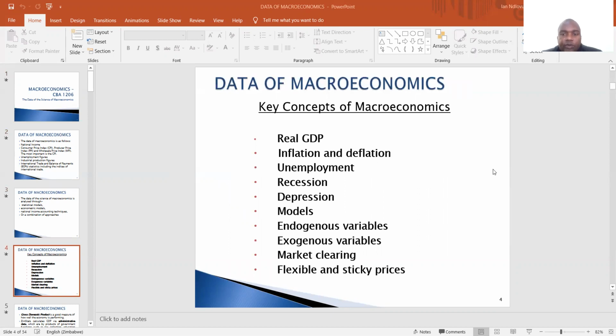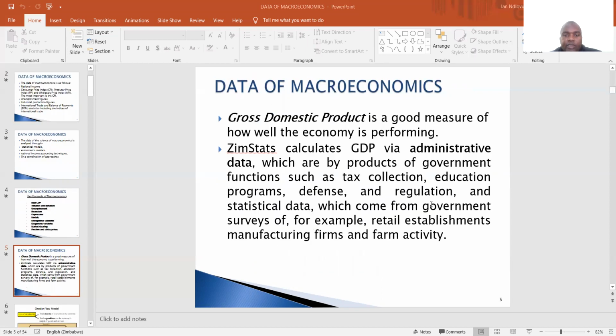And then the key concepts of macroeconomics, we've got real GDP, for instance, inflation and deflation, unemployment, recession, depression, models, endogenous variables, exogenous variables, market clearing, flexible and sticky prices. These are some macroeconomic concepts, but the list is by no means exhaustive. It's just to give you a feel of what you may expect to encounter in macroeconomics.